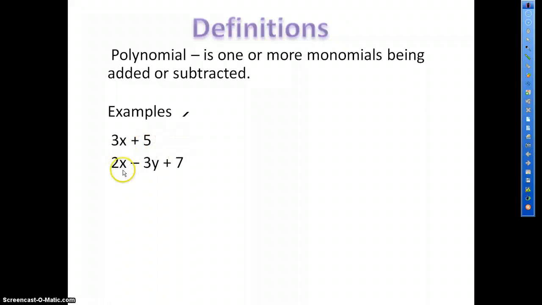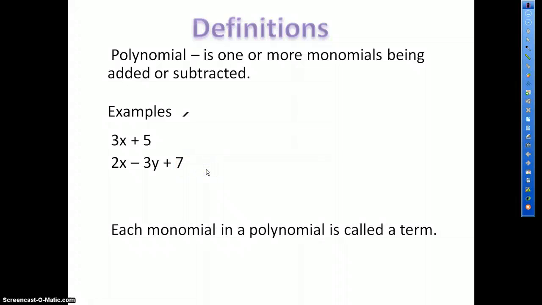Here's another polynomial, 2x minus 3y plus 7. You've got three terms here. Three monomials, and they're being added or subtracted together. Keep in mind that each monomial in a polynomial is called a term. So you have three terms here. All right, here's another polynomial for you. You have y squared minus x. So all examples of polynomials, poly meaning many. And there's a little poly for you in the corner.